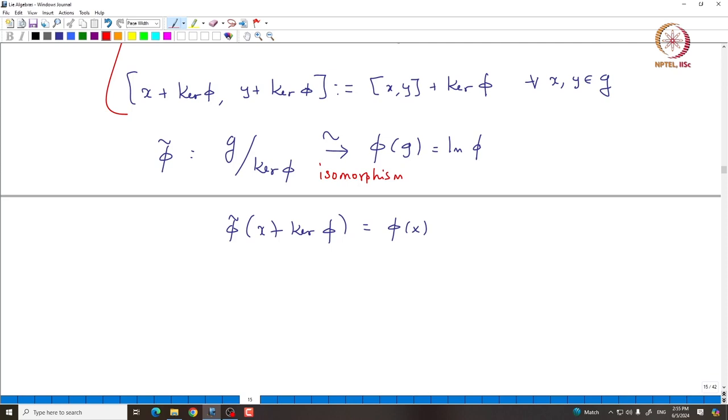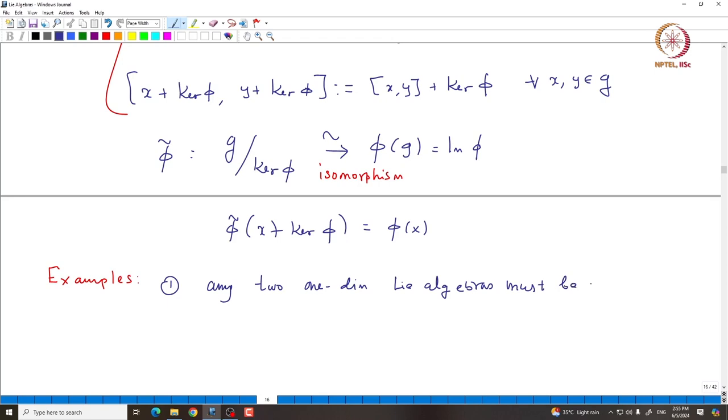Now, if we take, for example, any one-dimensional Lie algebra, that must be abelian, which we have already seen. But if we take any two one-dimensional Lie algebras, they must be isomorphic.